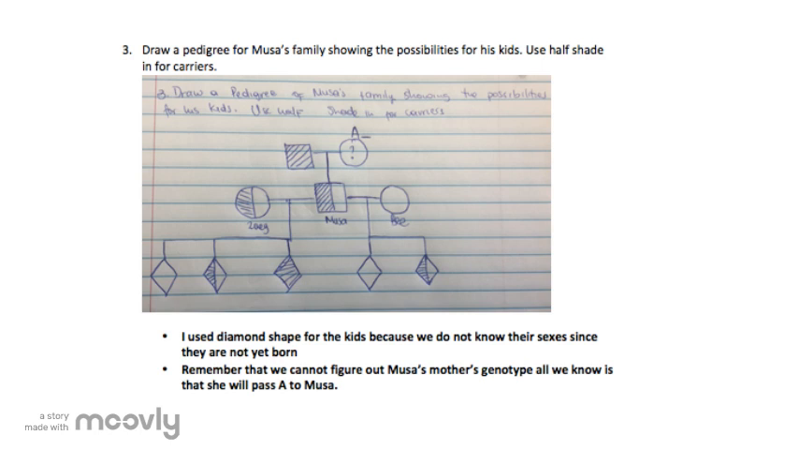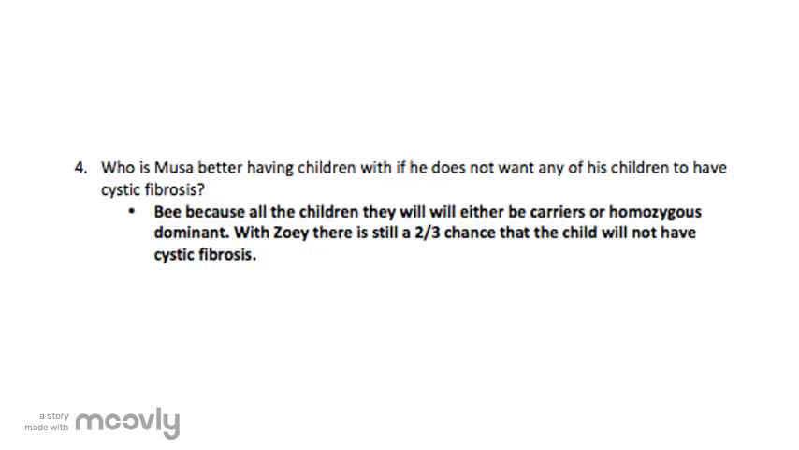And also for the children, we use diamonds because we do not know the sexes that the children are. And for the next question, we see from the pedigree that Musa is better off marrying Zoe because none of their children will be affected. This is not to say that the children that he will have with Zoe are definitely going to be affected. As we can see from the pedigree, some of the children are not affected. There's a 2 in 3 chance that when he has children with Zoe, they won't be affected. He's just better off having children with B because he's 100% sure that they will not be affected.